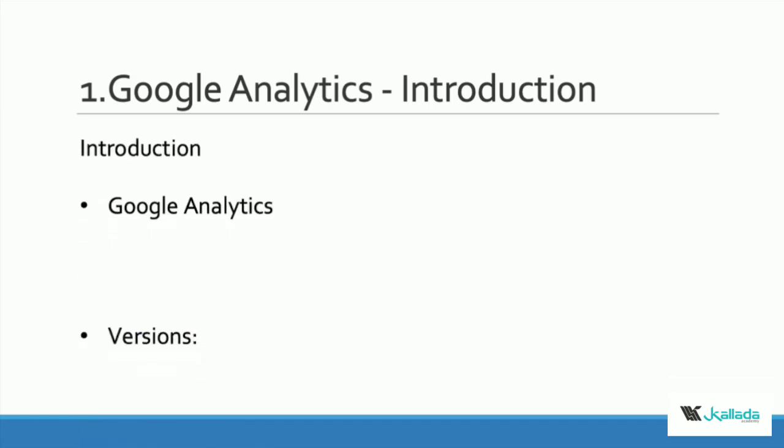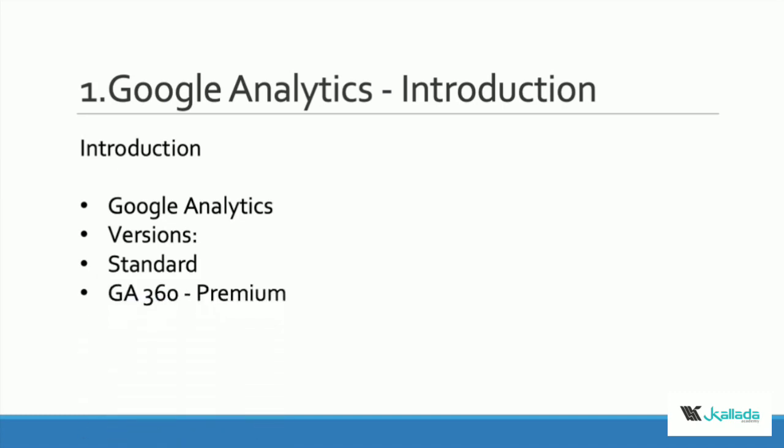There are two versions of Google Analytics available. One is standard, the other one is for enterprises, which is known as Google Analytics 360, which was also known as Google Analytics Premium. In this module, we will be working with the Google Analytics standard version, which is the most common version used across the web.